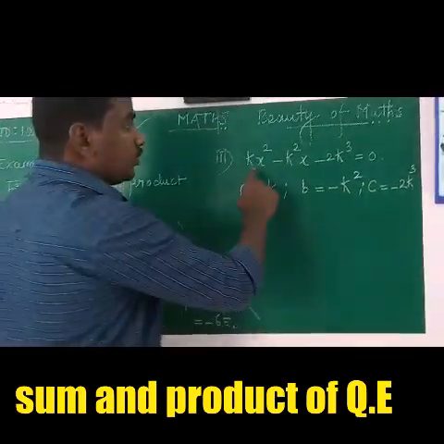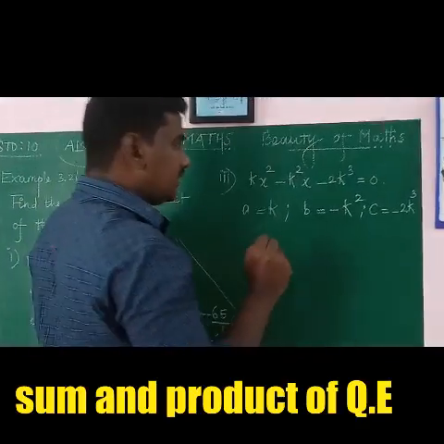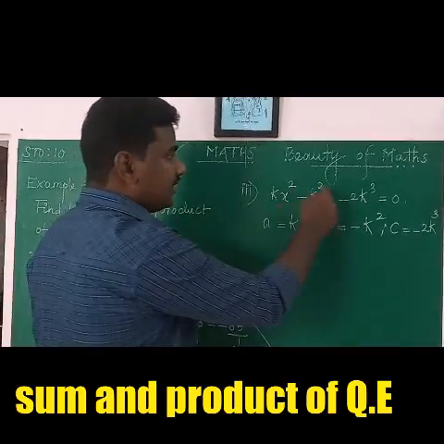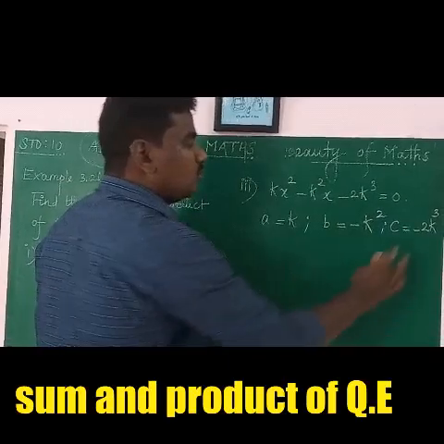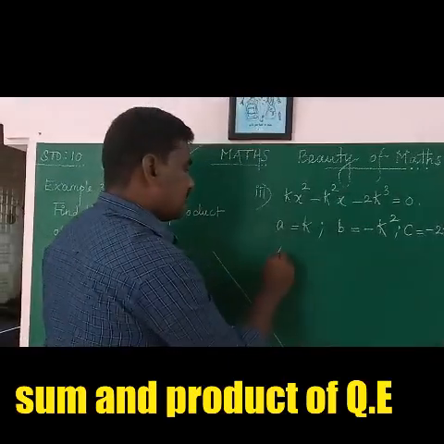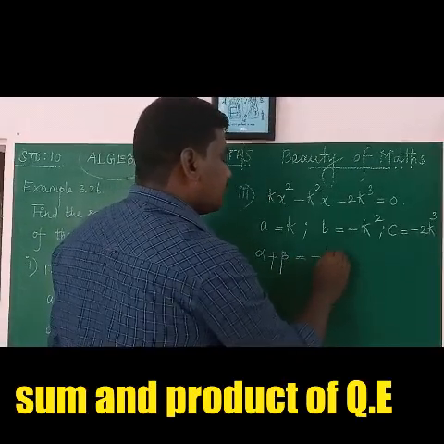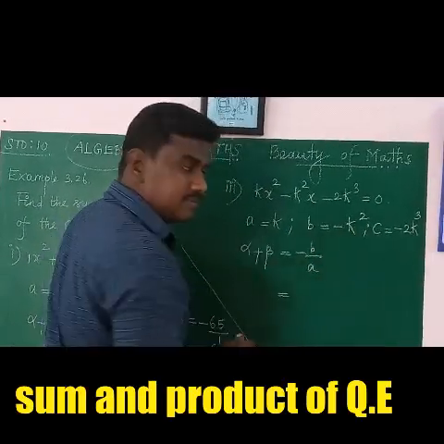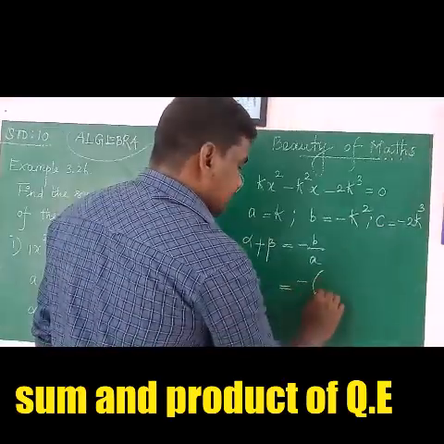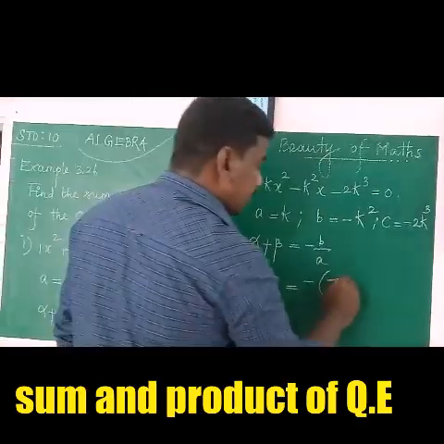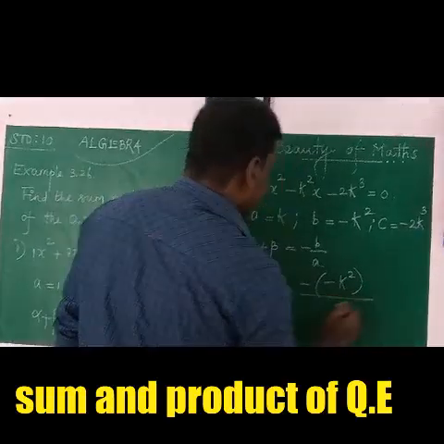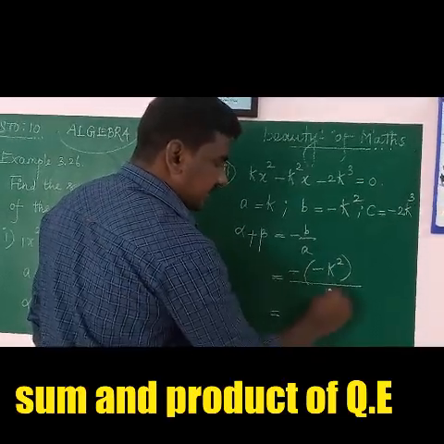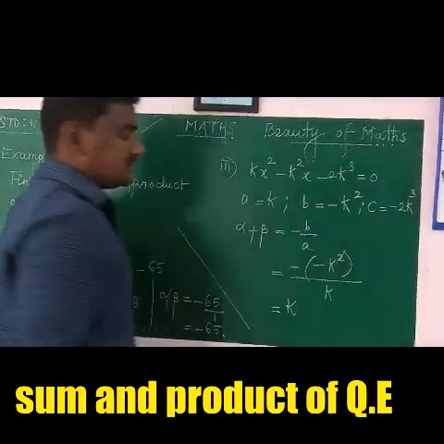Don't get confused. Two variables are there, so you may have little doubts about how to apply it. But don't get confused. Here x is the variable, and the rest are constants. c is equal to minus 2k power 3. So the sum of the roots, alpha plus beta, is equal to minus b by a. What is minus b? Minus of minus k square, divided by a value k. Minus into minus is plus, and this k square divided by k, one k will be cancelled. So alpha plus beta is equal to k.